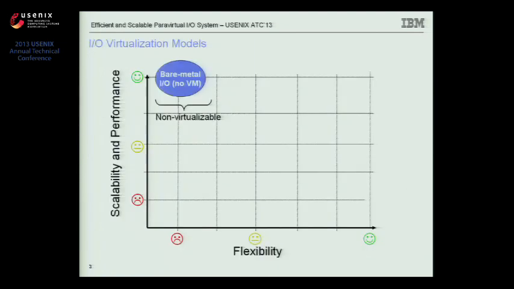So basically, if we care about performance, we may run our workload in a bare metal environment. We will have maximum scalability and maximum performance. However, we lose all the flexibility of virtualization. All the nice features I previously mentioned will not be there. On the other hand, we can start using virtualization, running our workload in virtual machines using emulated I/O devices.